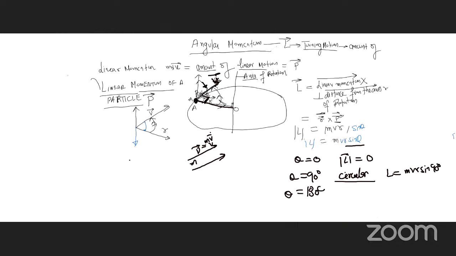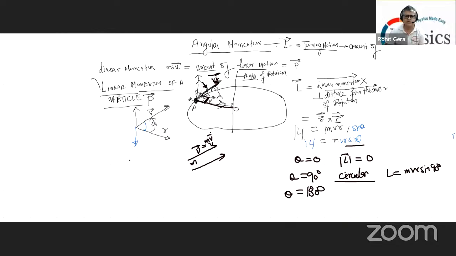Sin 180 is again 0. So L is equal to 0. At any other angle, if you get some angle, put sin theta and you will get the answer. So that's your maxima.